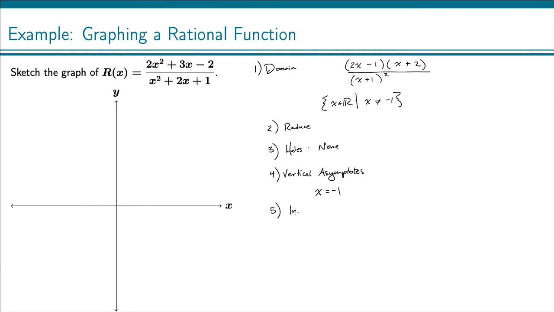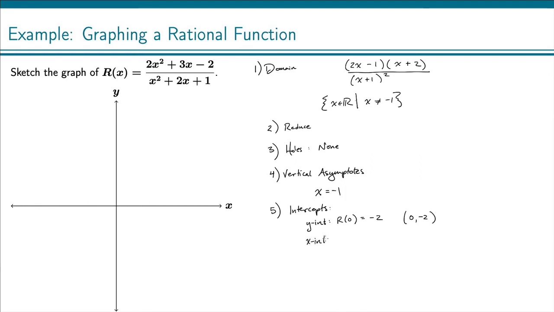Next we'll find our intercepts. We'll start with our y-intercept. We get the y-intercept by plugging 0 in for x, so r of 0. This is actually a lot easier to plug into the original because a lot of things just disappear. So we get negative 2 over positive 1, that's negative 2. As a point, that's 0, negative 2 as our y-intercept.